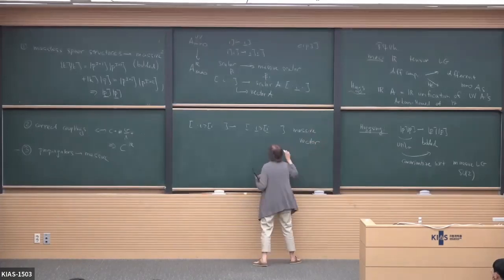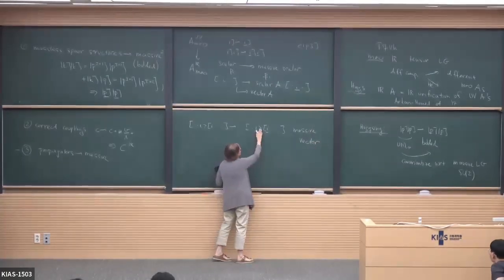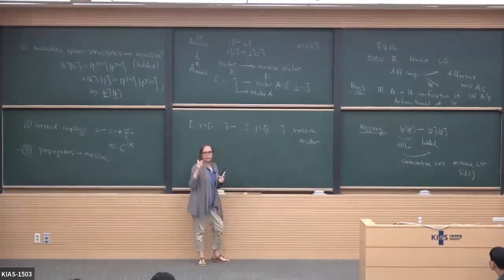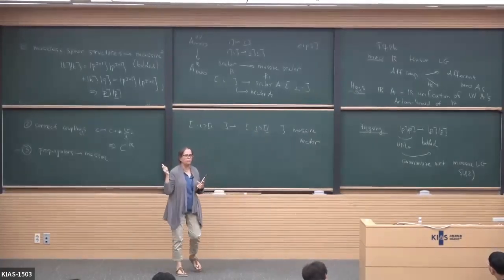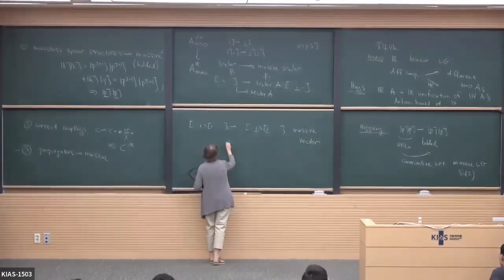And you also see that the highest component of that, because I have an angle square, is precisely a longitudinal vector. Okay? So what we're saying exactly is the Goldstone theorem.